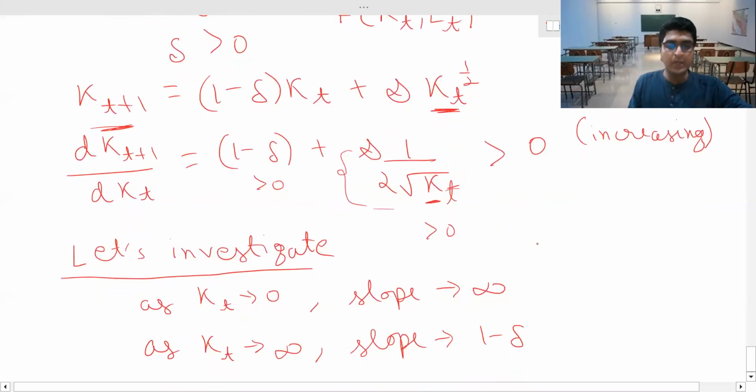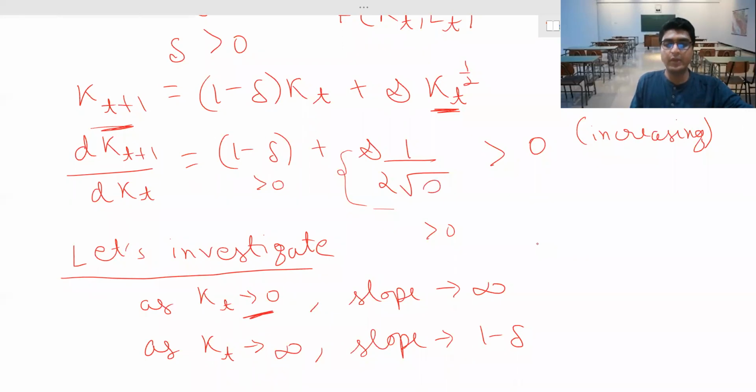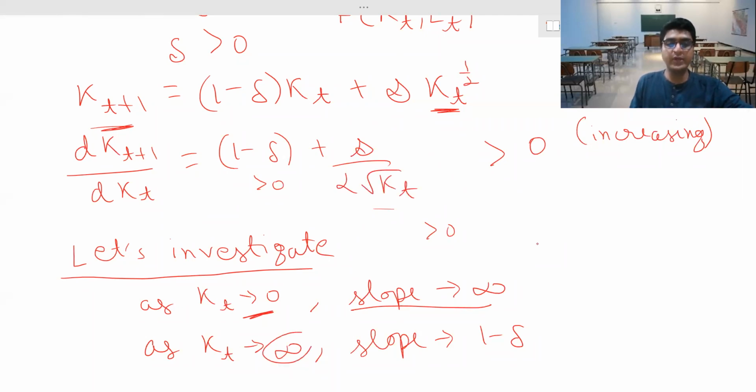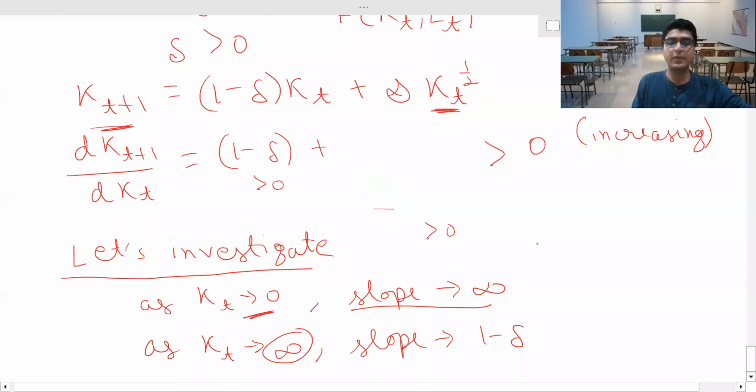Look at this again: when kt goes to 0, 1 upon 0 is infinity. So this whole thing becomes infinity, and infinity plus anything is infinity. So the slope goes to infinity. And when kt goes to infinity, 1 upon infinity is 0, so this whole thing is 1 minus delta. Is that clear now?